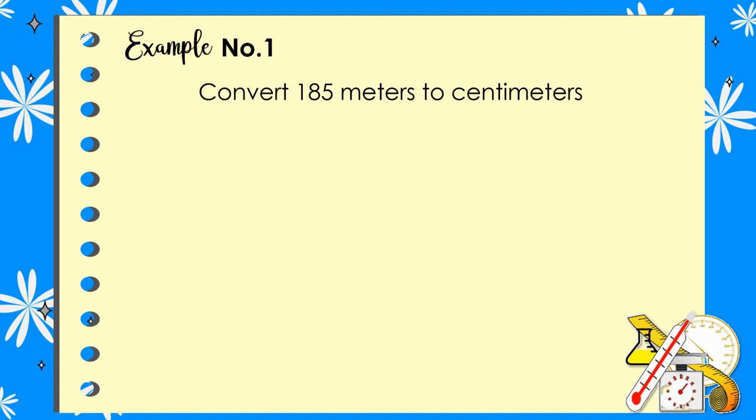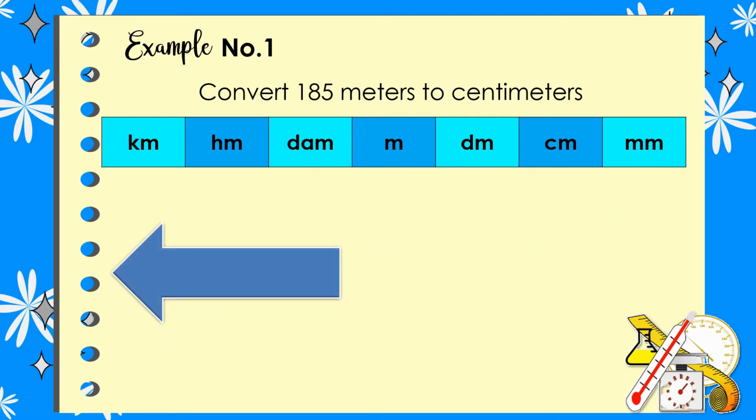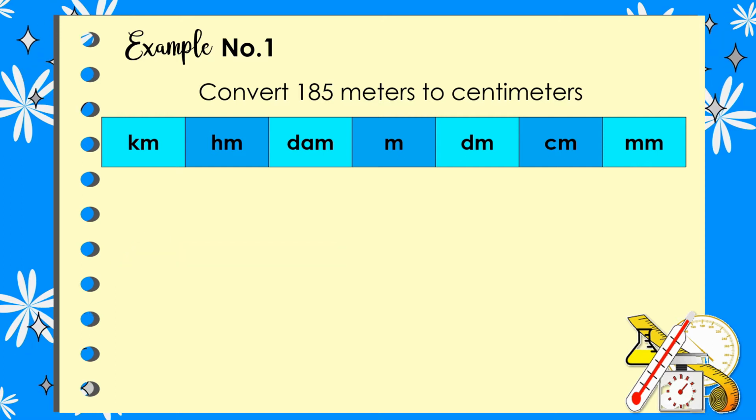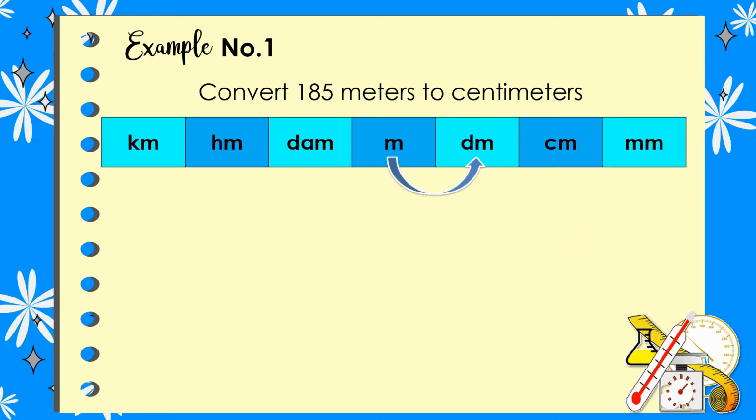Tatandaan natin na iset up muna natin ang ating metric converter. Paano? Tandaan niyo yung ating mnemonics na King, Henry, don't, usually for the unit, drink, chocolate, milk. Ayan, maayos na siya. So, pwede na tayong mag-convert. Pero alalahanin natin na tayo ay merong dalawang direction. At ano yun? Pag going to the right, ang process natin ay multiplication. Pag going to the left naman ang direction natin, ang process naman natin ay division. Tama.